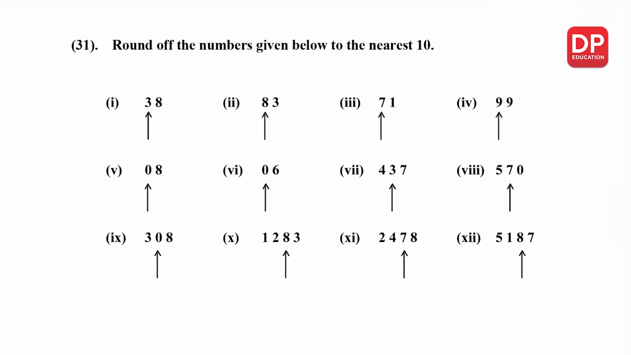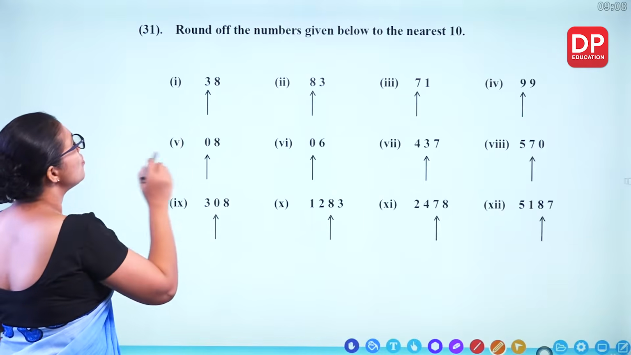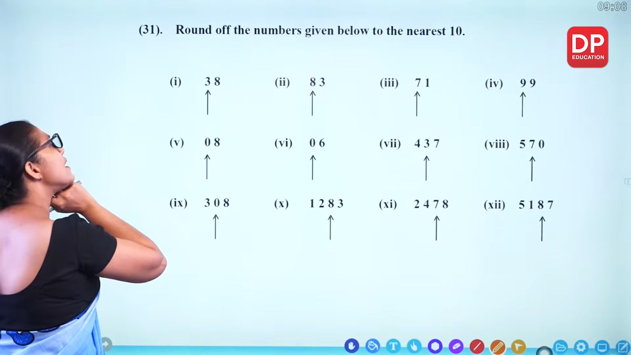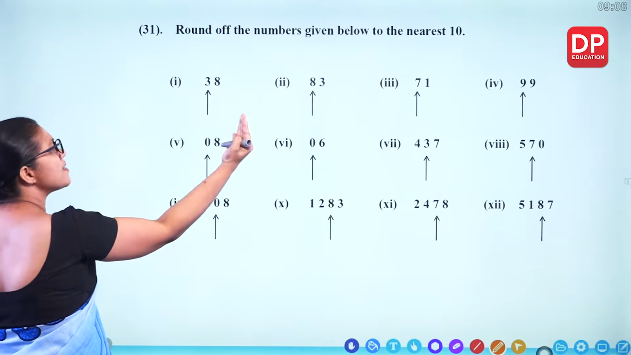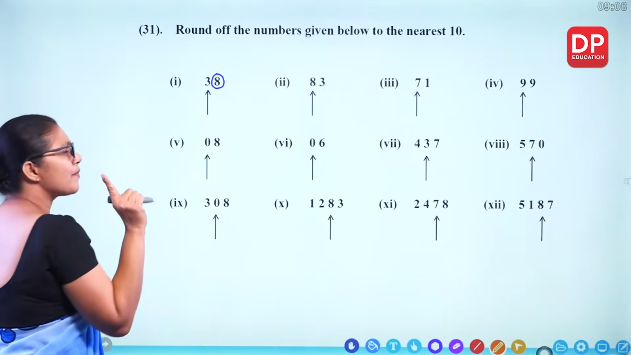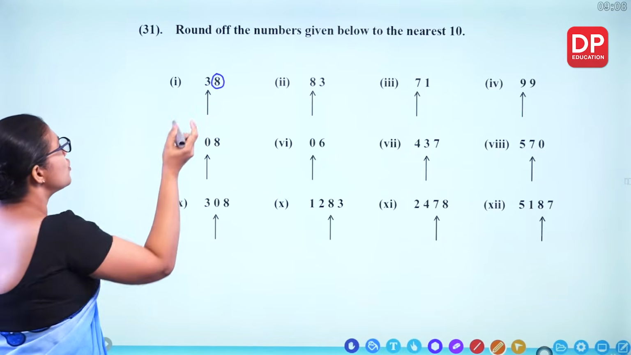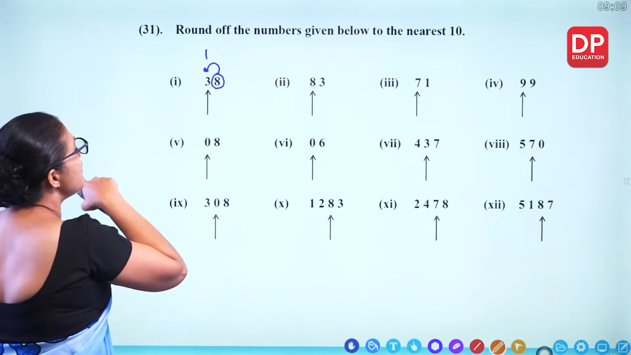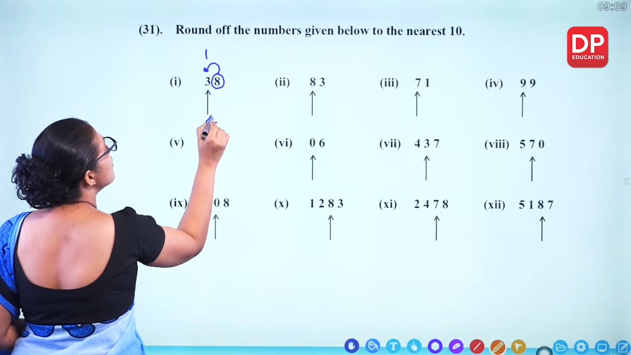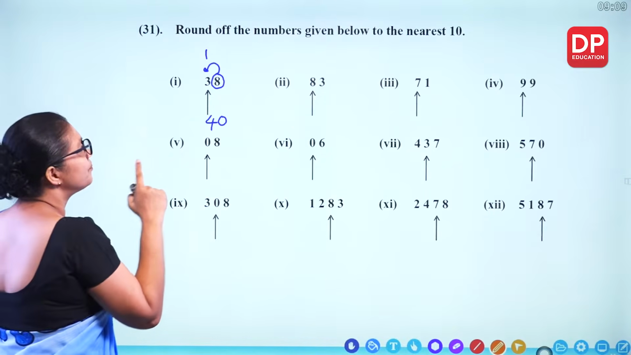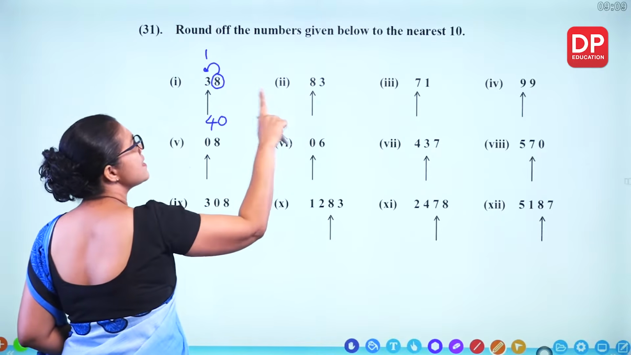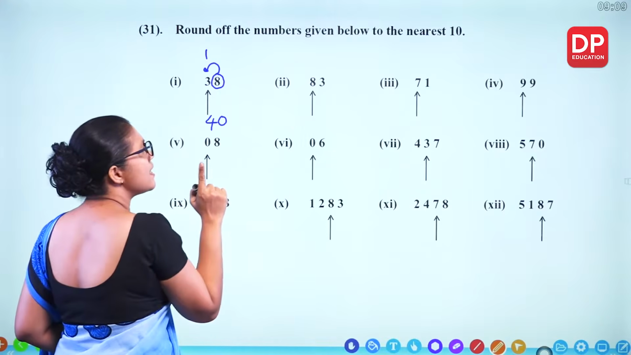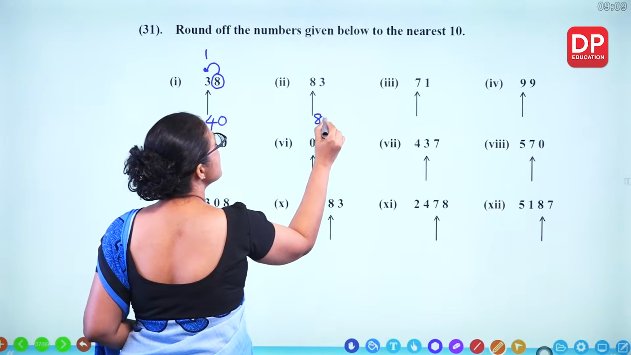Round off the numbers given below to the nearest 10. So you draw an arrow to the rounding place. This is the tens place. What is the next step? You look at the next number, the right hand side number. This is 8. 8 is more than 5. So what do you do? You add 1 to the previous number, so that becomes 40. In the next one, this is the tens place. The next number is 3, less than 5. So you don't add, you keep 0. So what's the answer? 80.